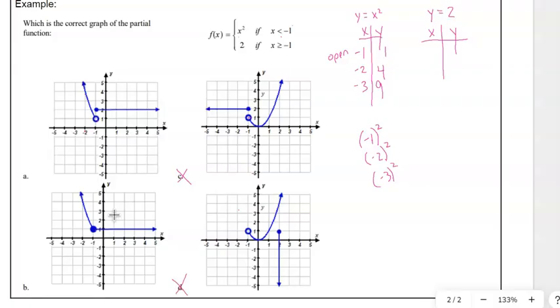So on my second part, we know x is greater than -1, and this is going to be a closed circle. So I'll pick a couple more, and y is always 2. So I've got -1 up 2. This one's -1 up 2, no. So we know it's A, okay?